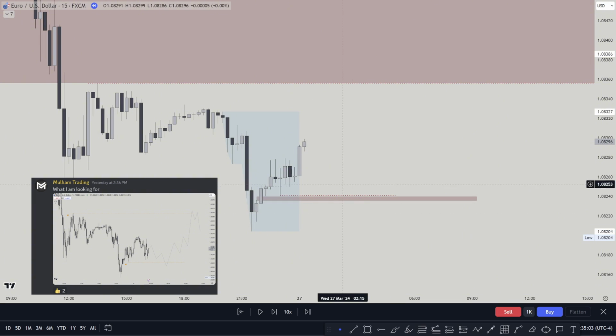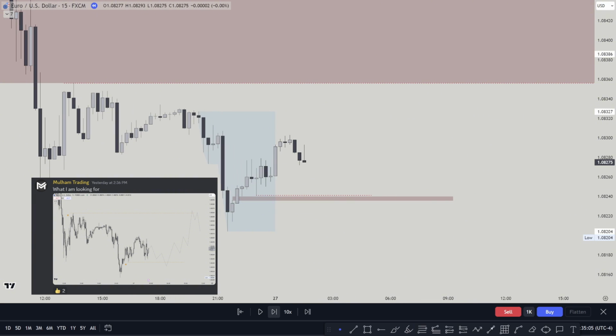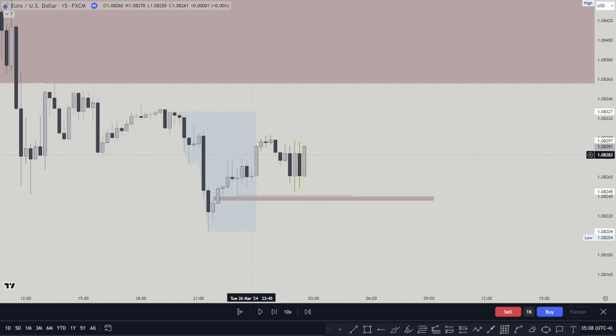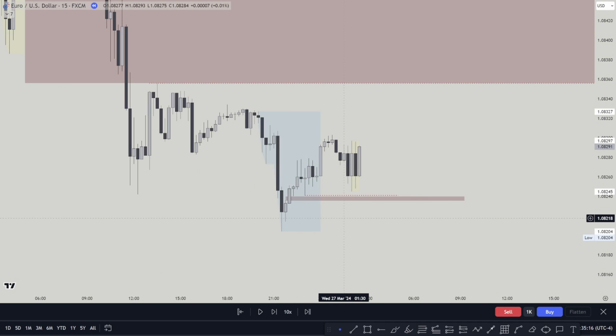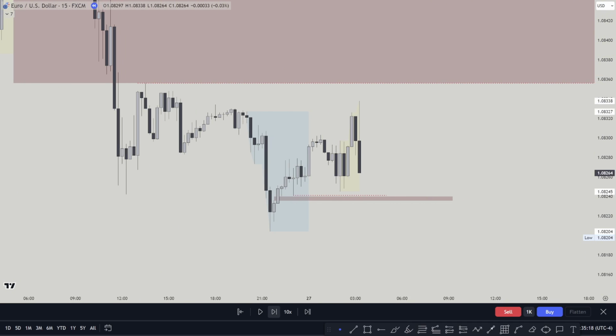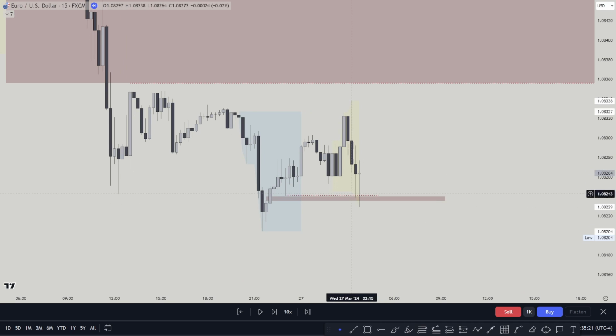And I sent this level on the Discord. Now take a look. Price was coming lower. I did not execute this one. Why? Because I was only looking for a specific level where I know that the big move and the big expansion move is gonna happen from. So you see, price started coming lower. We got a reaction from there.